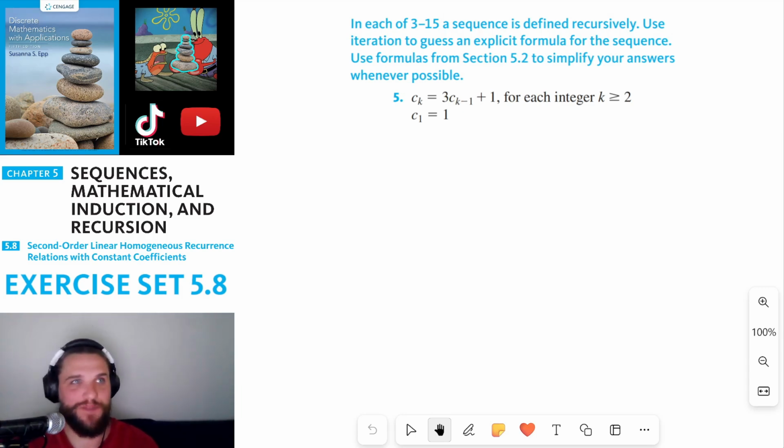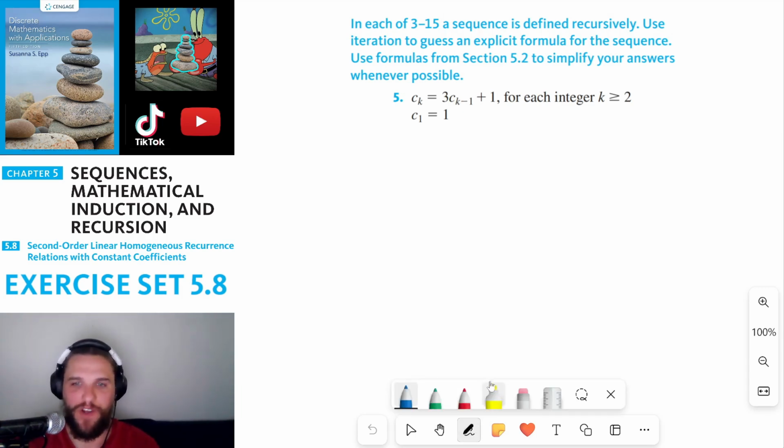Now, iteration is my favorite way of solving recurrence relations. Basically, the way this works is we're going to calculate c sub 2 and c sub 3 and c sub 4 and so on, but we're not going to plug in our initial condition, that c sub 1 equals 1. We're going to write each term in terms of c sub 1. So, for example, c sub 2, according to the recursive definition, is going to be 3 times c sub 1 plus 1. But I'm going to leave it like that. I'm not going to plug in 1 into that c sub 1.